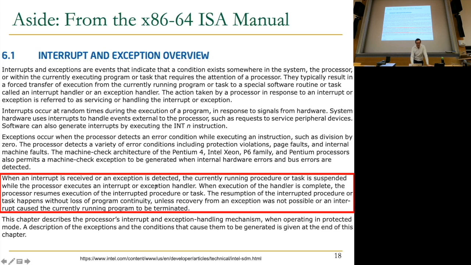When an interrupt is received or an exception is detected, the currently running procedure or task is suspended while the processor executes an interrupt or exception handler. When execution of the handler is complete, the processor resumes execution of the interrupted procedure or task. The resumption of the interrupted procedure or task happens without loss of program continuity, unless recovery from an exception was not possible or an interrupt caused the currently running program to be terminated. So it's not always possible to get back to the program, basically, for various reasons that are not detailed, but you can guess what they are.